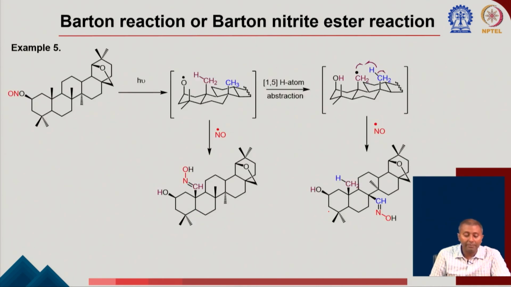There is another very similar example to the one in the previous slide. First there is a cleavage forming this oxo radical, which is on the same side as this CH3, going for a hydrogen atom abstraction to make this CH2 dot. It can go for another sequential hydrogen atom abstraction to form this product, or it can go for this first hydrogen atom abstraction and go to this product.